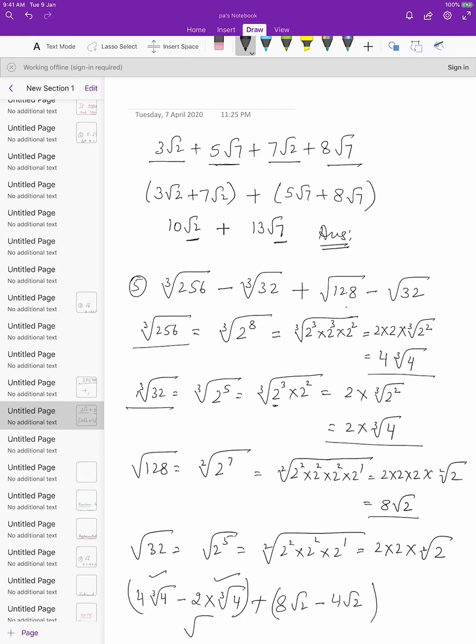Here cube root 4 is common in both the numbers, so that will also come out in the answer. Then 4 minus 2 gives us 2. Similarly here root 2 is common in both the numbers, so that will also come in the answer. And 8 minus 4 gives you 4. So they cannot be further added because of the different irrational parts. One is square root of 2, another is cube root of 4. So these two cannot be further added, hence this is the answer.